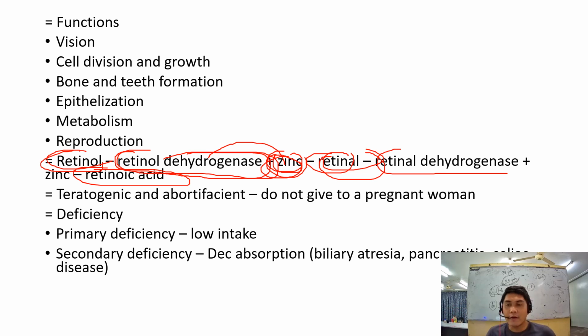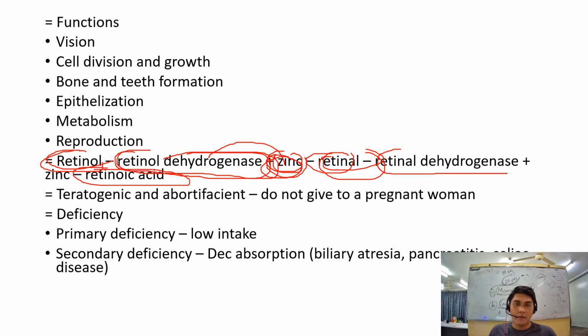Now, regarding vitamin A, it's teratogenic, meaning it can cause disturbance in the development of the fetus. And it's abortifacient, meaning it can cause abortion. So it's not advisable to give vitamin A supplementation, or high levels of vitamin A, to pregnant women. So that's the caveat.